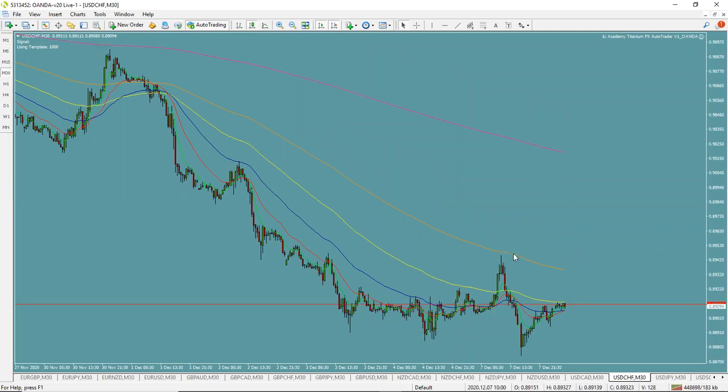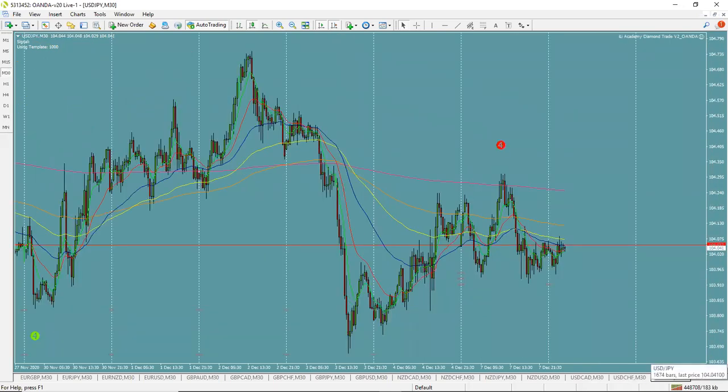We did get this push up here towards the 200. We could have dropped our order here on the 100 or on this 50 to short, and we would have had a nice profitable trade going. Then we probably would have been taken out on our stop loss, our break even, because we had this nice move to the downside here.